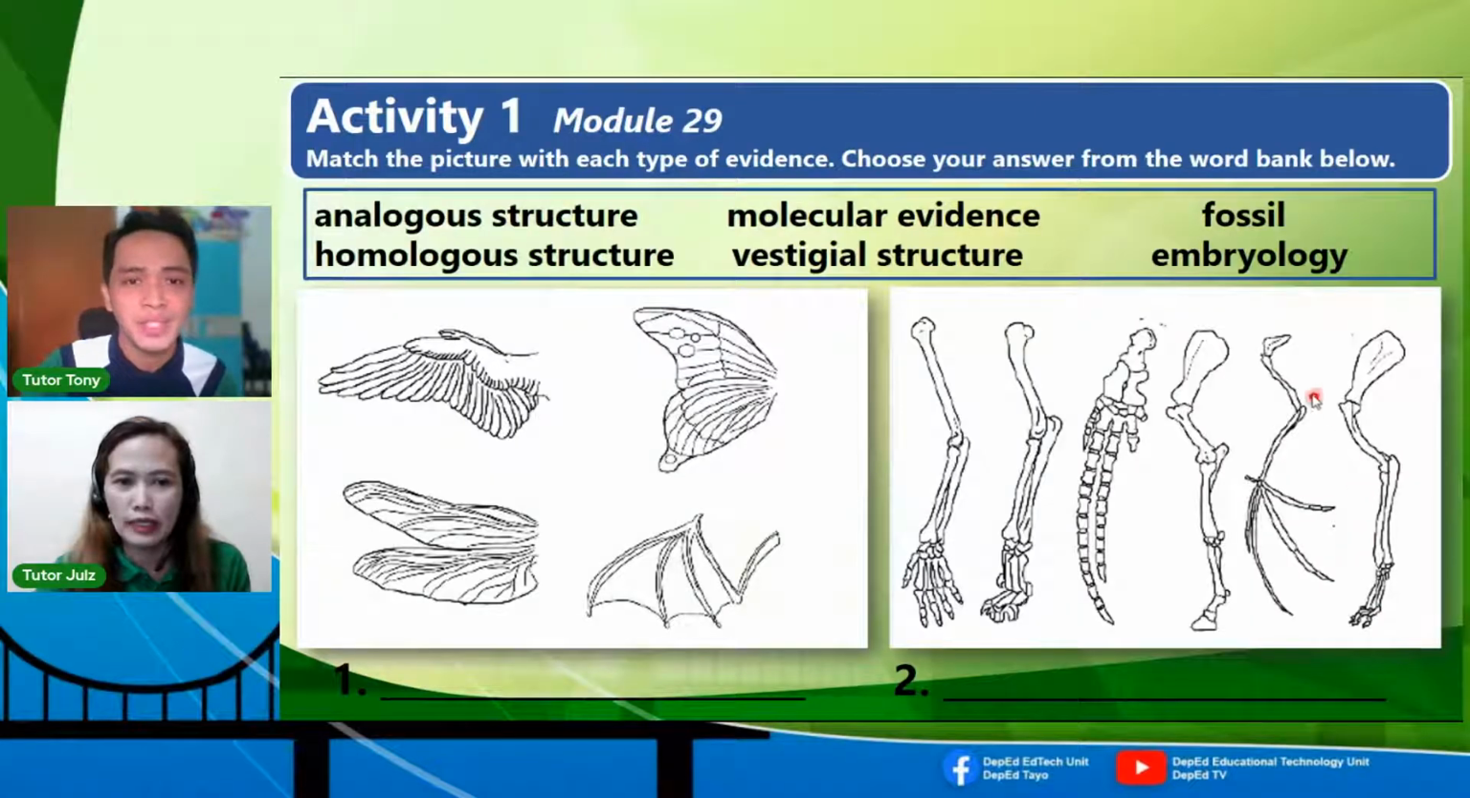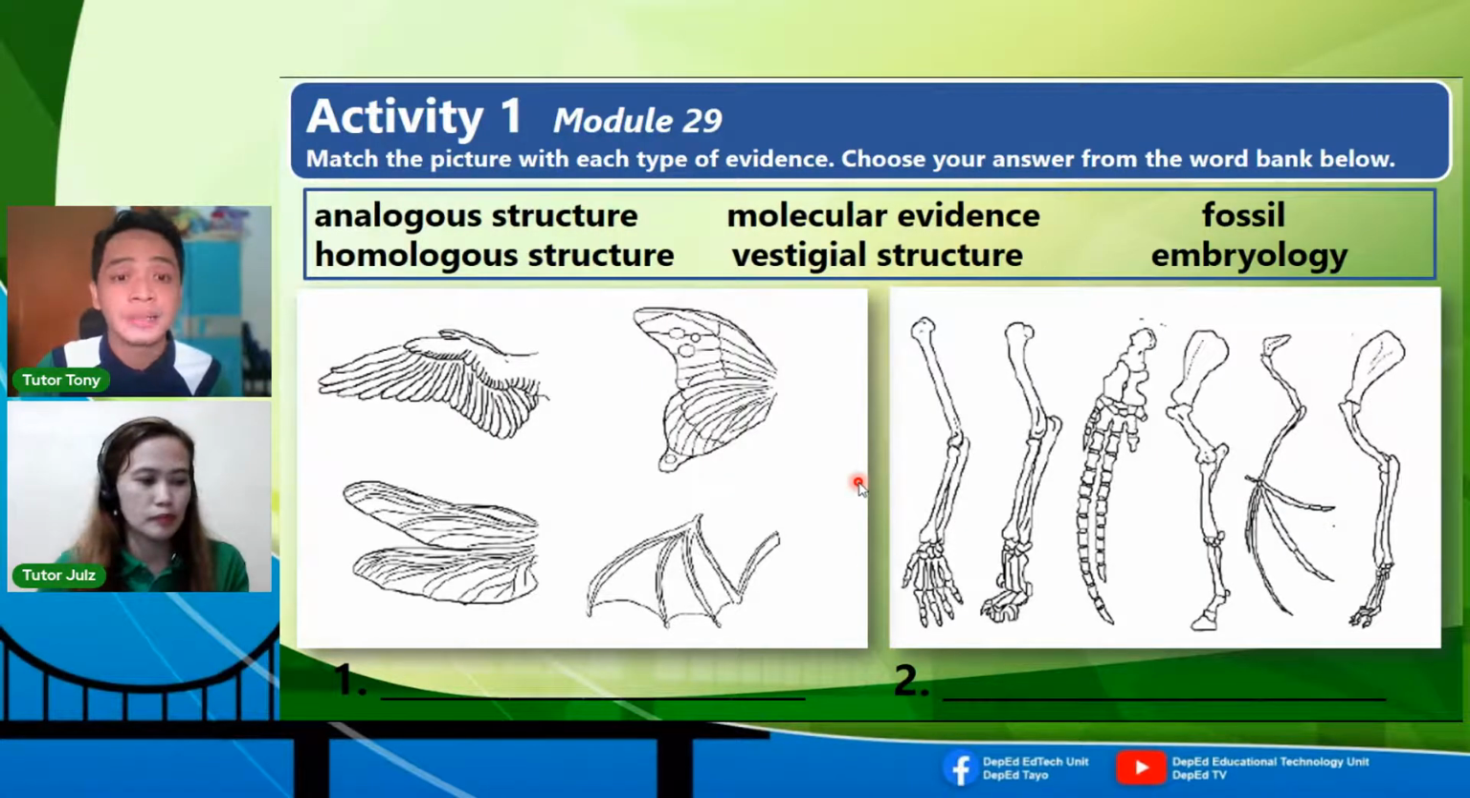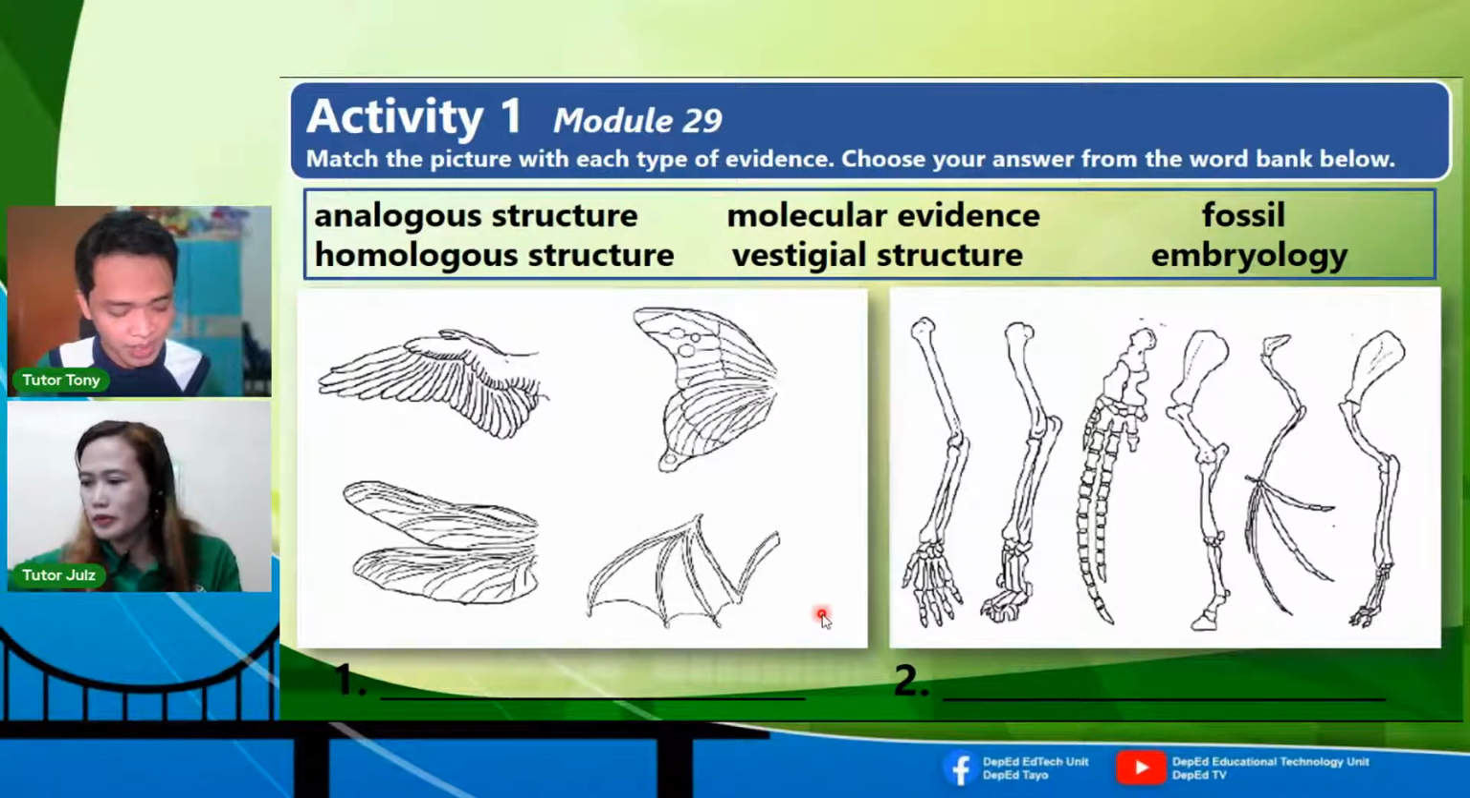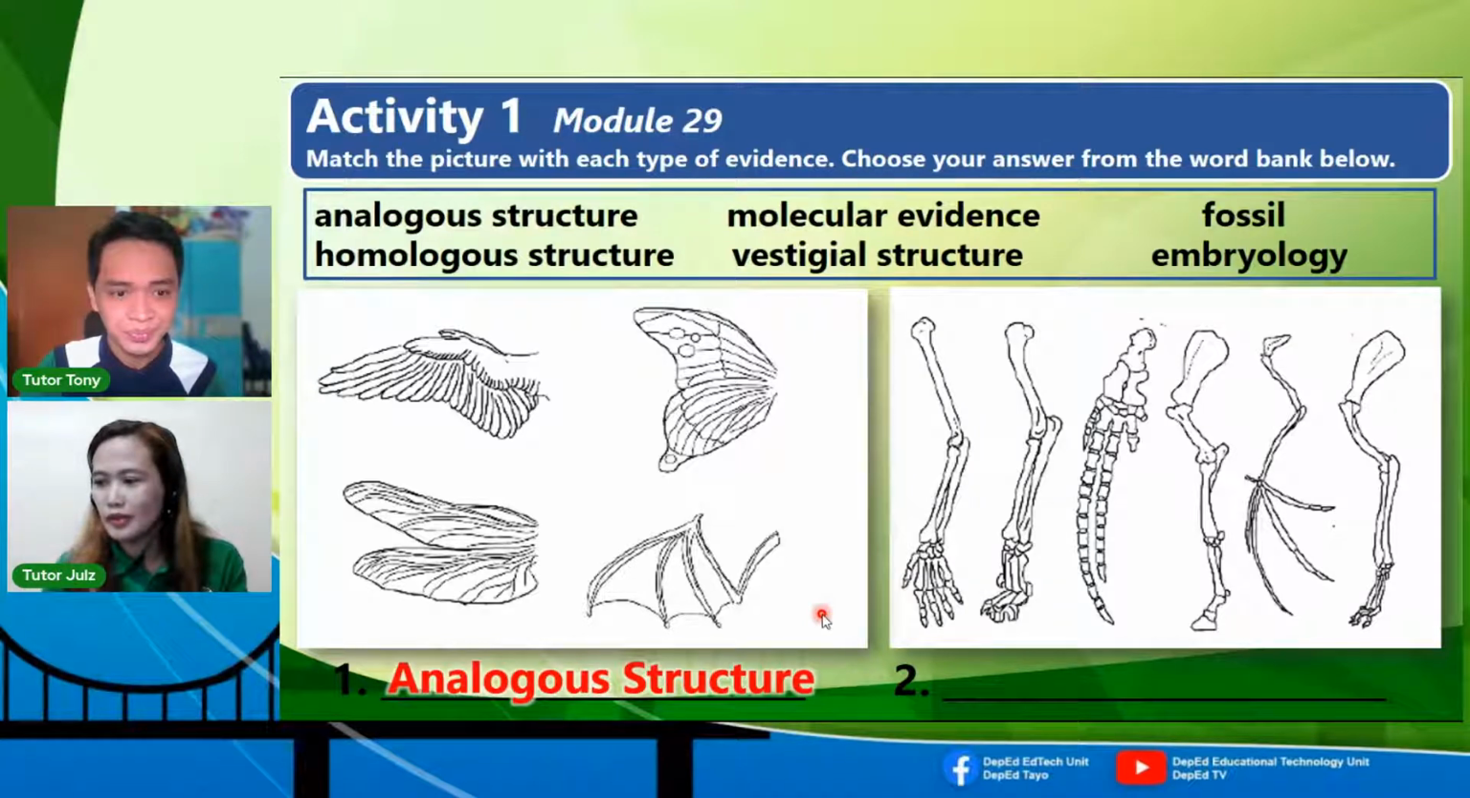So you have the picture for number one, and you may now type your answer. Ayan, depicted sa mga wings natin ng mga different animals natin. Birds, insects, and the bat. What structure is that? So Nicole says analogous structure. Alea Chavez, you are correct. Let's try to answer number 2.